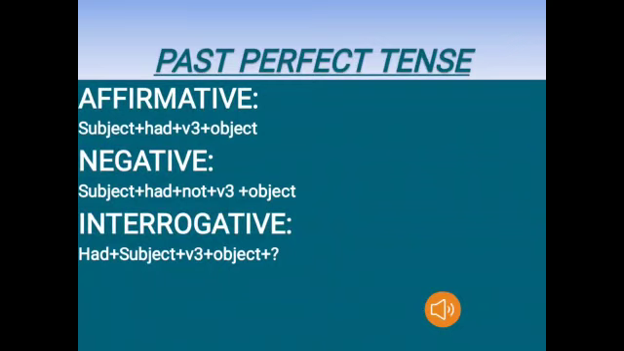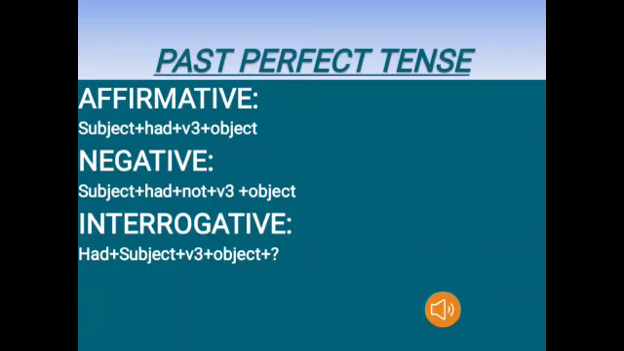And now the third part of the past tenses is past perfect tense. Now look at the rules of past perfect tense. In the affirmative sentences, the rules are subject plus had plus third form of the verb plus object. As it is similar to present perfect tense, in the present perfect tense we use has or have, and in the past perfect tense we use had. It is the only difference between present and past perfect tense.